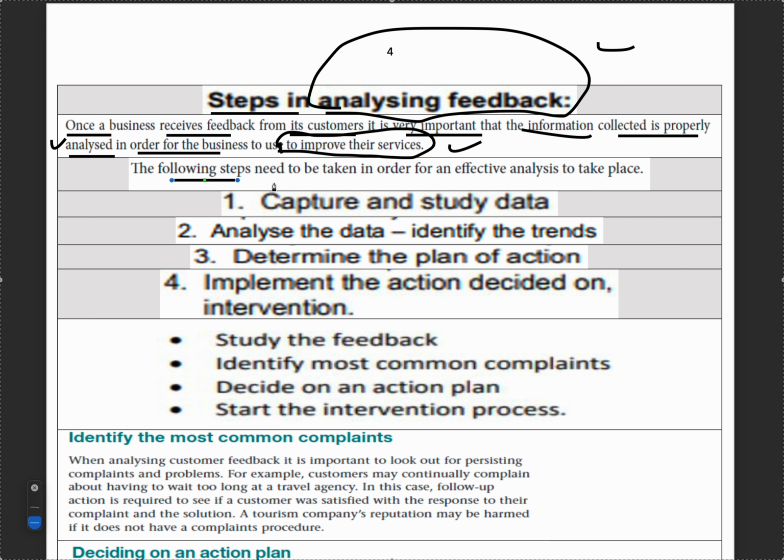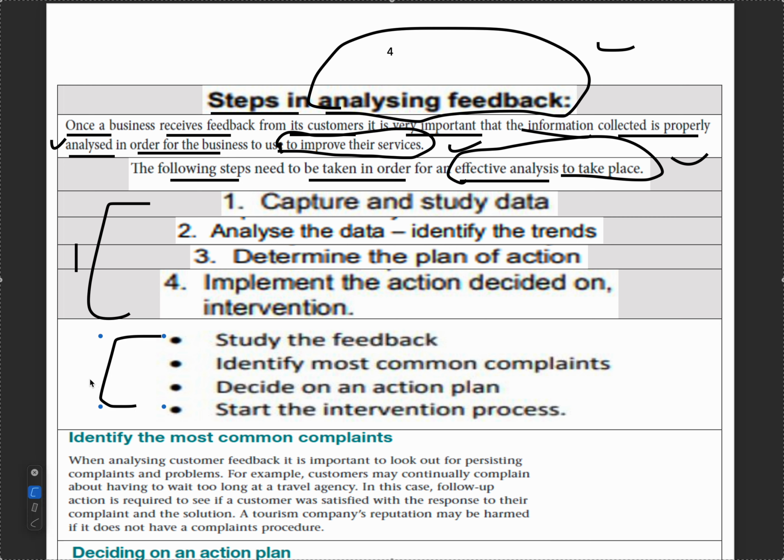Please make sure you understand the steps that are taken after you receive the feedback in order to analyze it. These are the following steps that need to be taken for effective analysis to take place. We have four steps. These are the first ones, and also these are the second ones as well, but they indicate the same thing.